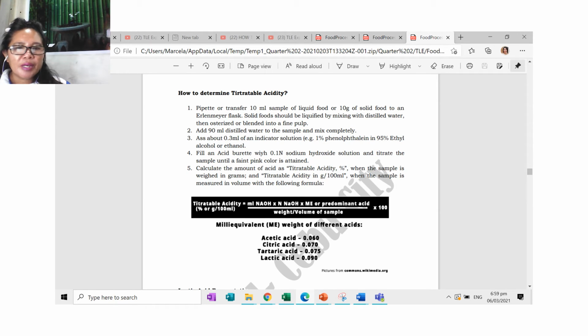Okay, the milliequivalent or ME weight of the different acids. Acetic acid is 0.060, citric acid is 0.070, tartaric acid is 0.075, and lactic acid is 0.090.